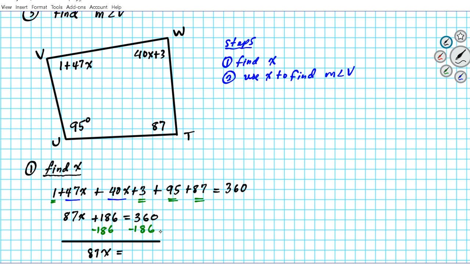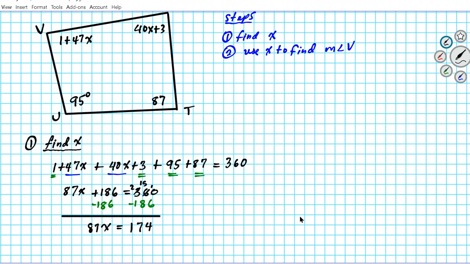360 minus 186. So this is a 10. Borrow 1 from that, so this is 5. Because you can't subtract 6 from 0. 10 minus 6 is 4. 5, you can't subtract 8 from 5, so you borrow 1. 15 minus 8 is 7, and then 2 minus 1 is 1. Bam. All right. Final step, to get x by itself, divide both sides by 87. And then you get your final answer, x is equal to, so if you double 87, you get 174. So x is equal to 2.